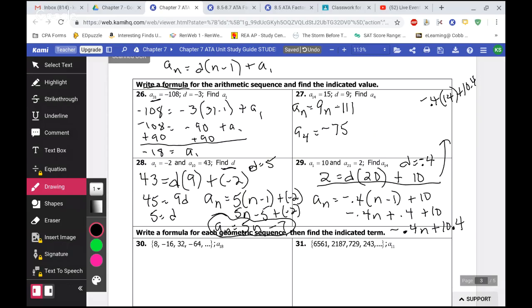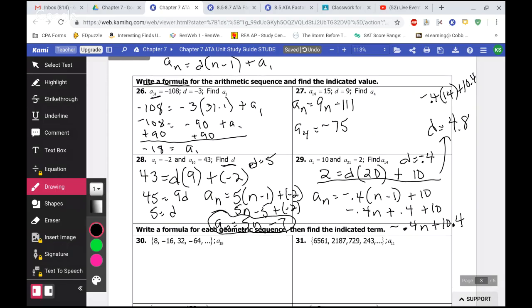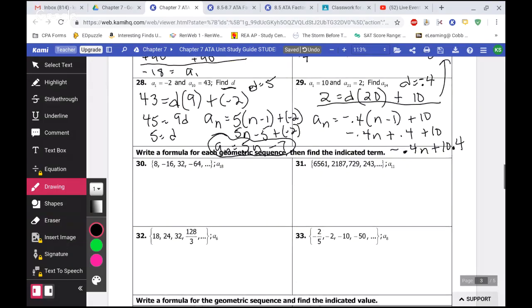And I get a positive 4.8. What did you get? That's what I got. Okay. I always feel better when two of us get it. Yeah. And I would say that's what's on the answer key, but I've found so many errors that I don't even always trust that.